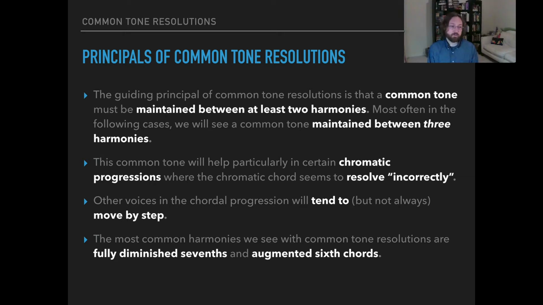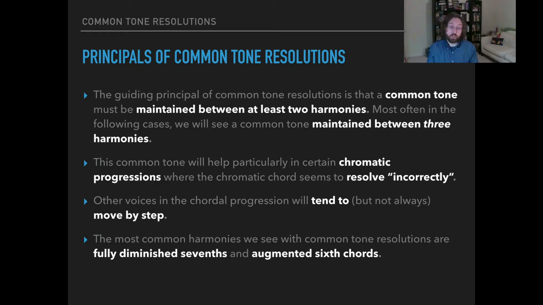The guiding principle of common tone resolution is that, obviously, a common tone must be maintained between the two different harmonies. Most often, in the following cases, we will see a common tone maintained between three harmonies. We'll have two different chords, but three different statements. Just like we saw in 1-4-6-4-1, we'll have three chords with a common tone between each of them, with usually the outer chords being the same. This common tone will help particularly in certain chromatic progressions, where the chromatic chord seems to resolve, quote-unquote, incorrectly.